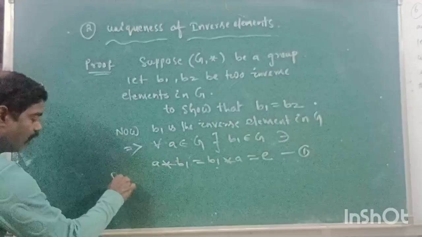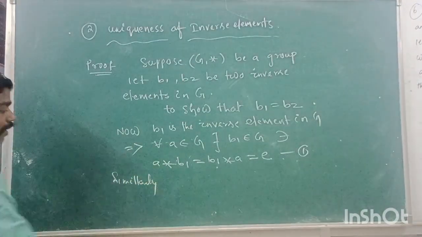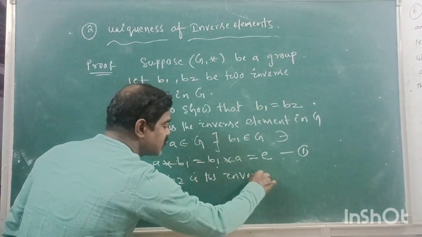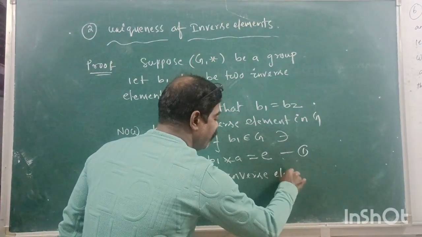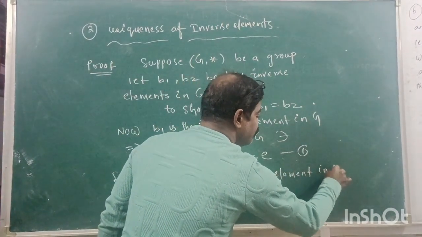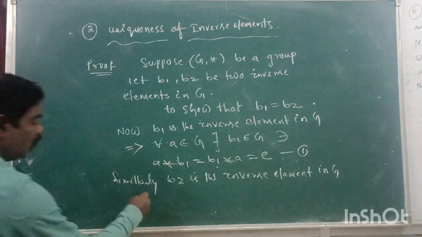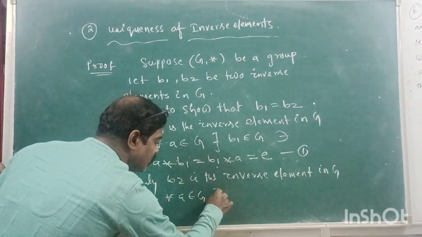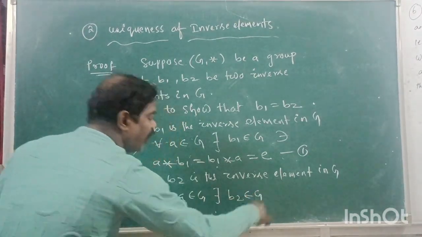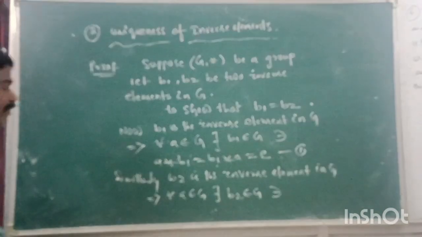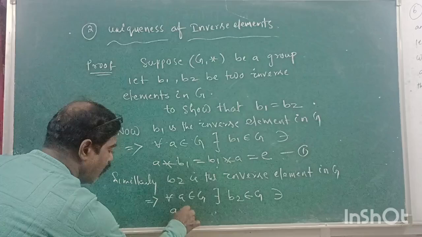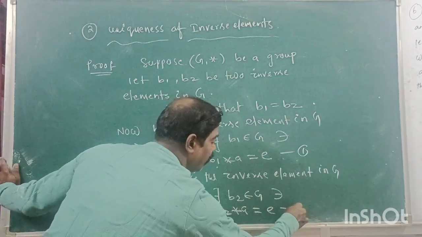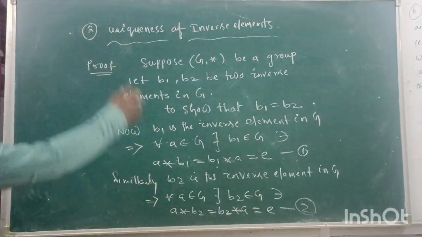Similarly, B2 is the inverse element in G. This implies for all A belongs to G, there exists B2 belongs to G such that A star B2 is equal to B2 star A is equal to E. Equation number 2. Write down.